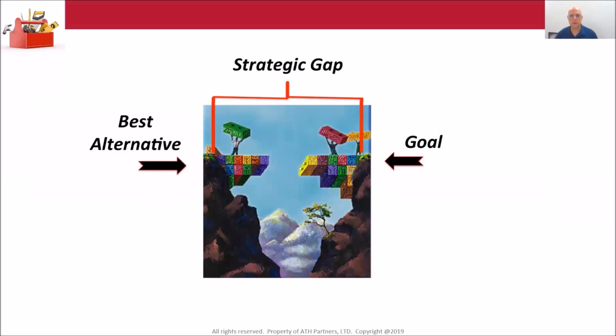So there is the strategic gap that we're looking at in the top half of this worksheet. Over here, off in the distance, is the goal that we've decided we want our company to hit. And here is the best alternative. This is what we have if we cannot get across this gap. This is what we have if there's no deal. And these are the variables that we are putting in place in order to build that bridge that's going to take us from best alternative to goal.